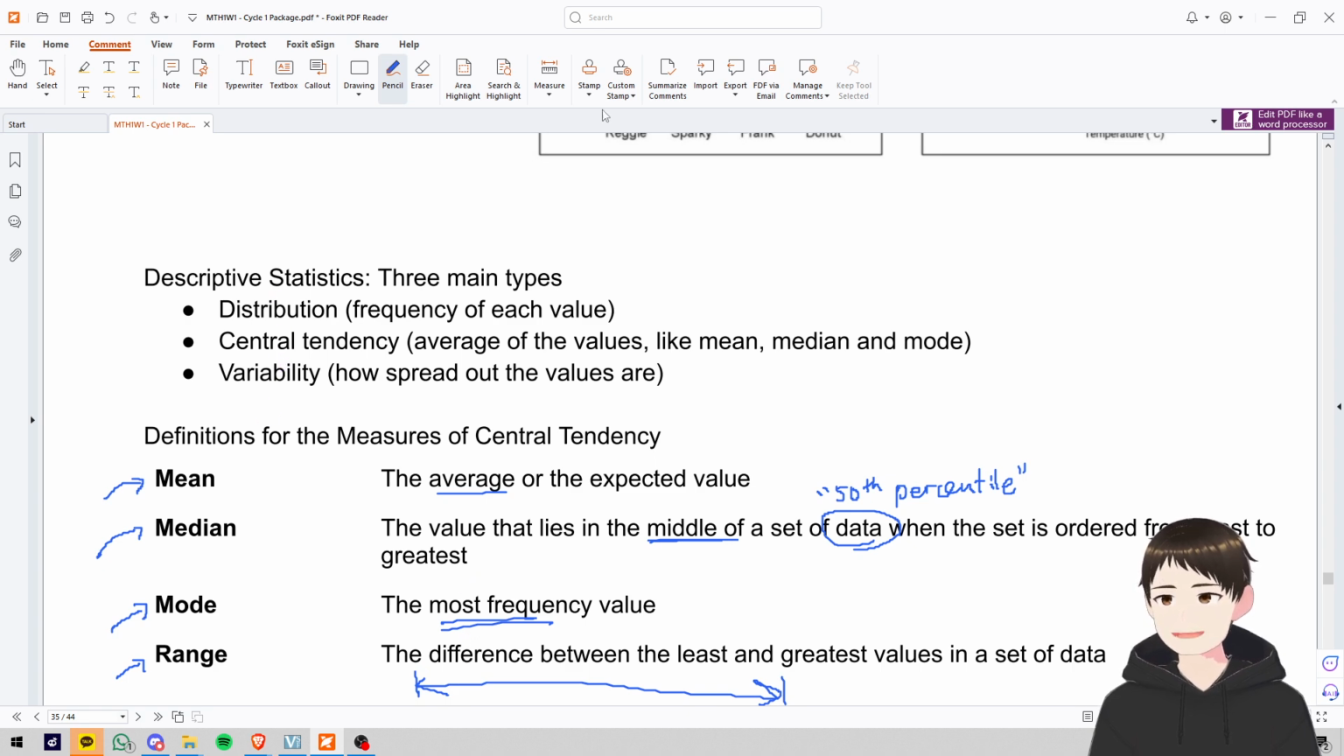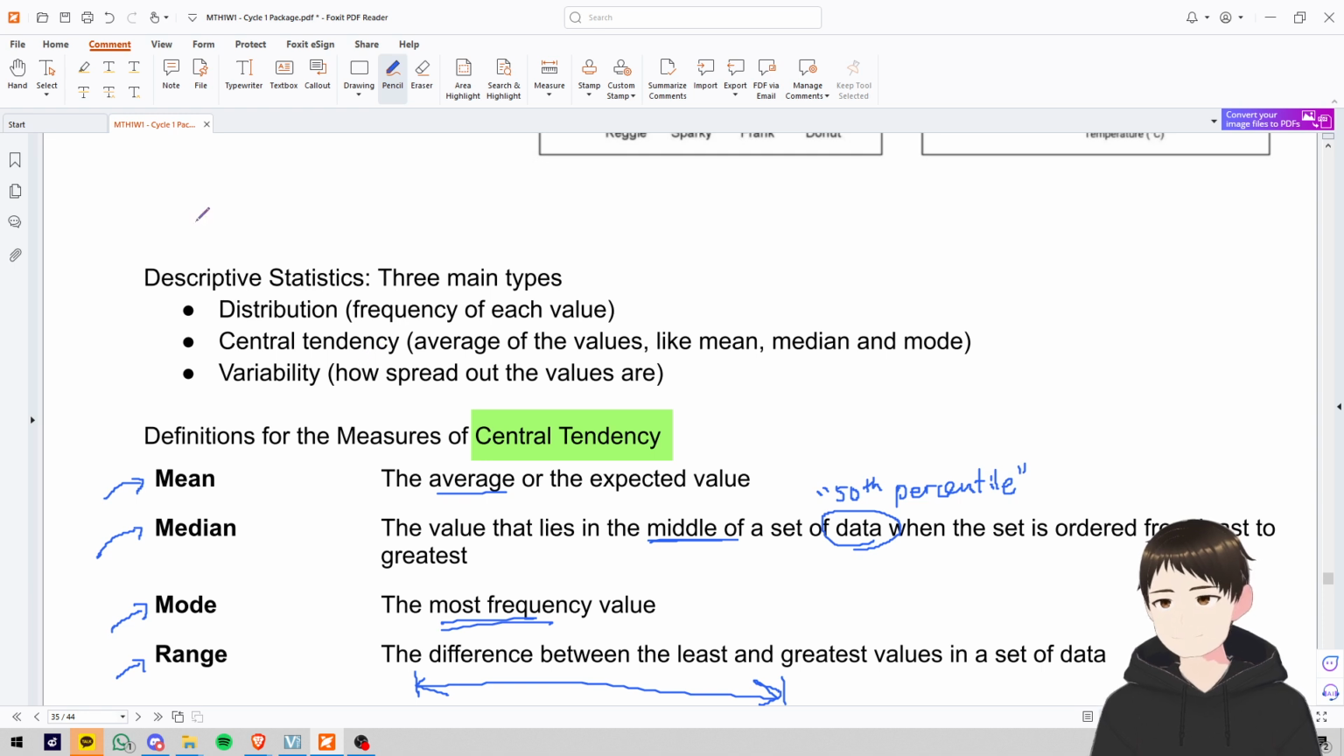Okay? These are called central tendencies. Average is the central tendency of what's the typical, what's the expected value. Median is what's the middle value. Mode is what's the most common value. They are all different ways of talking about something.